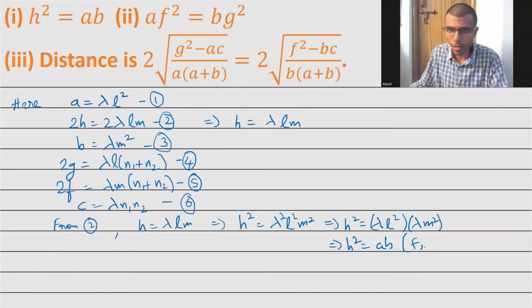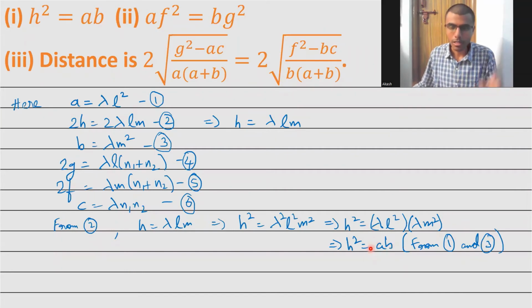How did we prove it? From 1 and 3. It's always important to give your reference, like how did this turn out to be this. So now we are done with about 1/3 of our question. Next, what I have is AF square is equal to BG square.